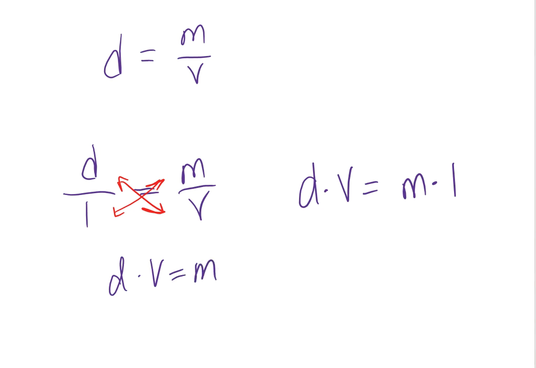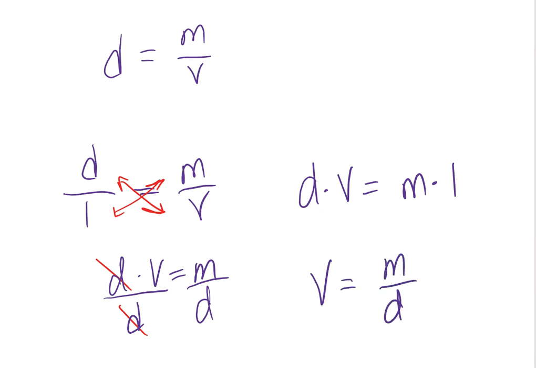And so in order to solve for volume, I need volume by itself on the equation. Right now I have it multiplied by density. So I have to do the opposite of multiplying, which is to divide. And so when I divide it by the density, it's going to cancel out on the left side. But when I divide that left side by density, I have to do the same thing on the right side. But the right side, it doesn't cancel out. So what that leaves me with is that my volume is equal to the mass divided by the density.